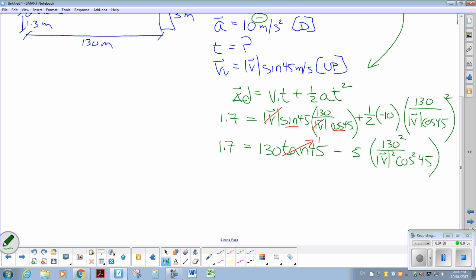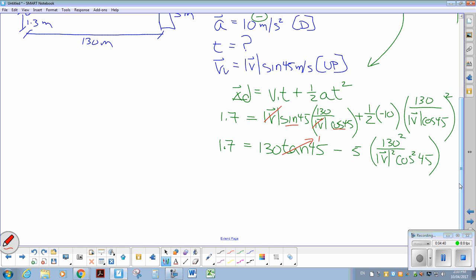So I'm going to do a bit of rearranging here. At this point, I'm going to subtract 130 from both sides, moving my 130 to the other side. I get negative 128.3 equals, and I'm going to multiply that negative 5 with the 130 squared. So I get negative 84,500, and that's over v squared.